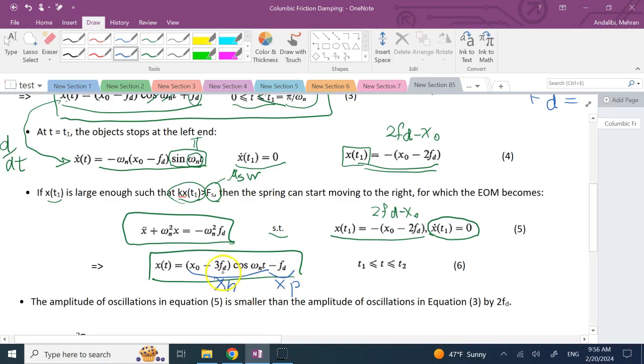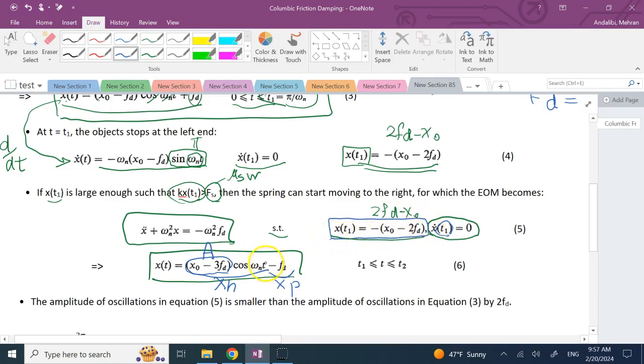Now, why is this amplitude this time x0 minus 3ft? Because again, whatever this a is, if you plug in t1, x dot at t1 should be equal to what? To 0.